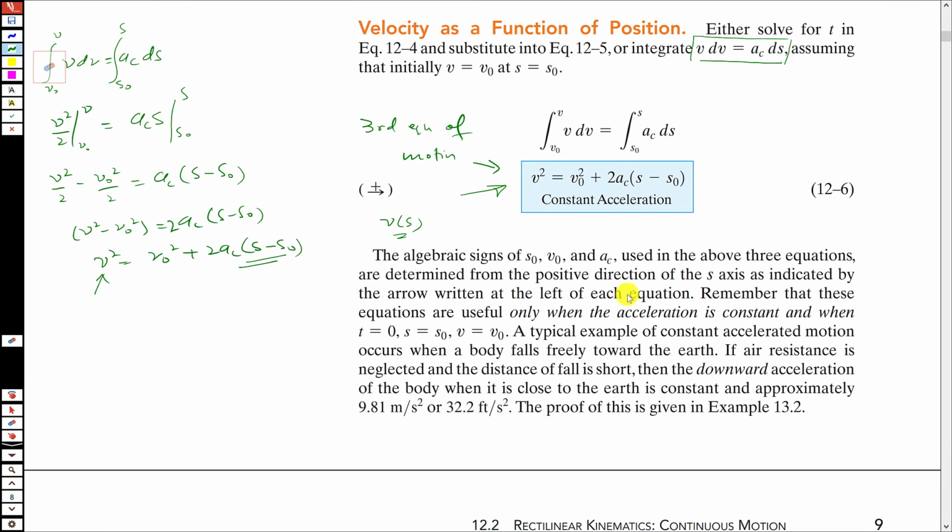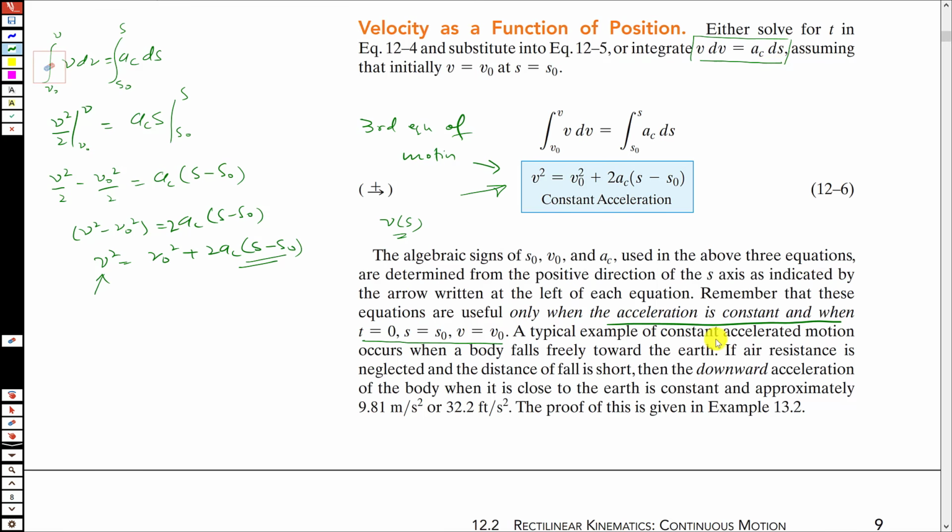Again and again I am telling you that all these three equations that I have derived are valid only when the acceleration is constant, remember. When t is equal to 0, s is equal to s0 and v is equal to v0, right? So these are the conditions: initially the particle is at some distance s0 and has some velocity v0, and then these three equations are valid, right?